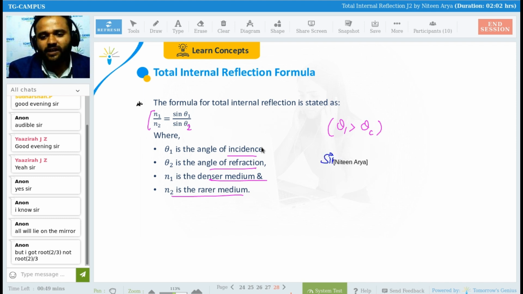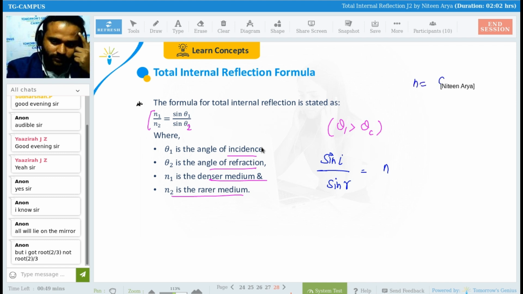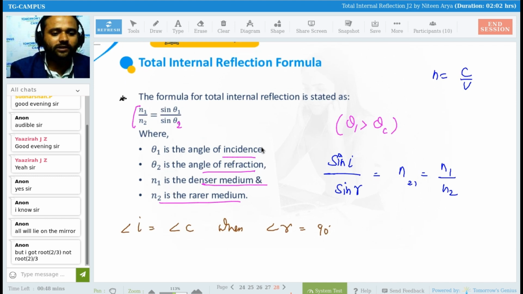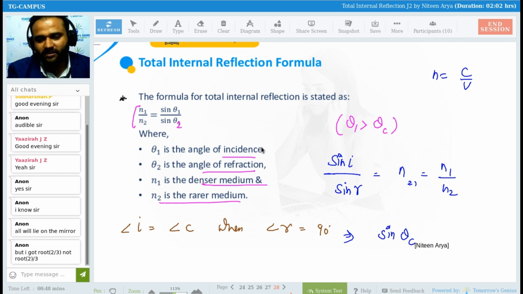As we know, sine I upon sine R is going to be N, where N is nothing but C by V, right? Is this clear? Or you can write it as N21, that is N1 by N2. But what is a critical angle? The angle of incidence is the critical angle when the angle of refraction is going to be 90 degrees. So the moment I can do this, sine theta C is nothing but N21, or N1 divided by N2.